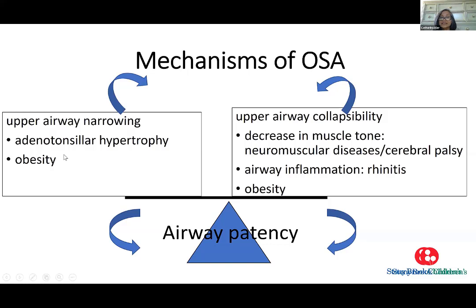So obesity and adenotonsillar hypertrophy are the biggest causes of upper airway obstruction. And in terms of upper airway collapsibility, we have those patients that we can identify with decreased muscle tone, like those with neuromuscular diseases and cerebral palsy. Airway inflammation, which is common in our practice, rhinitis, also leads to upper airway collapsibility. And you can see here, obesity actually can tip either of these two main balance points.